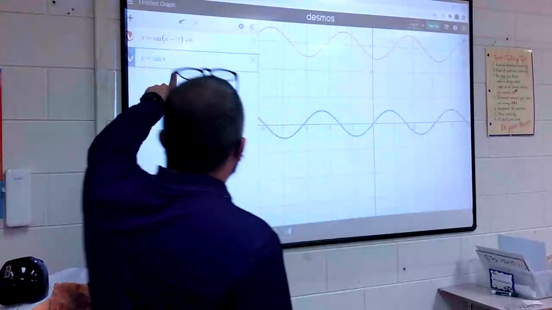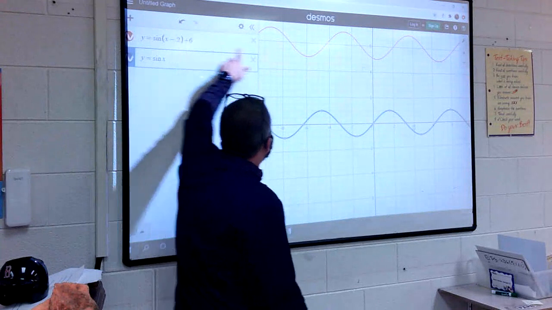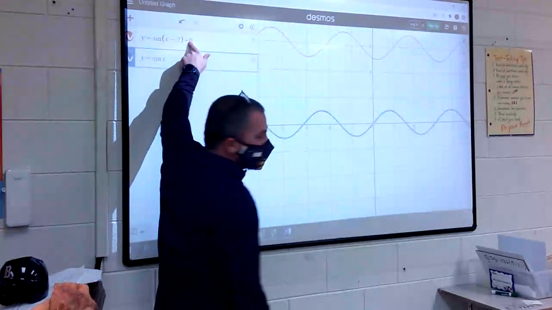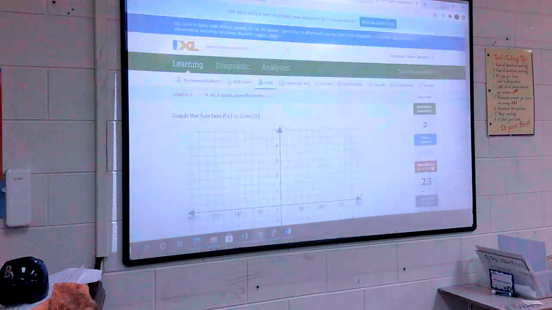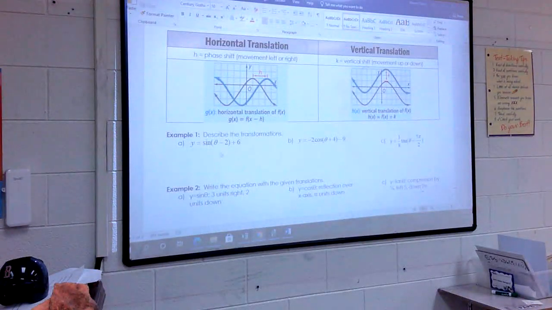So the minus 2 right here is what takes the graph to the right 2, and the plus 6 is what takes it up 6. So that's what you want to put in for the first problem, for example, number 1. So right 2 up 6. Right 2 and up 6 is the transformation. Okay, in B, negative 2 cosine of x plus 4 minus 9. So we have negative 2 cosine x plus 4 minus 9. So we're going to look at that one.